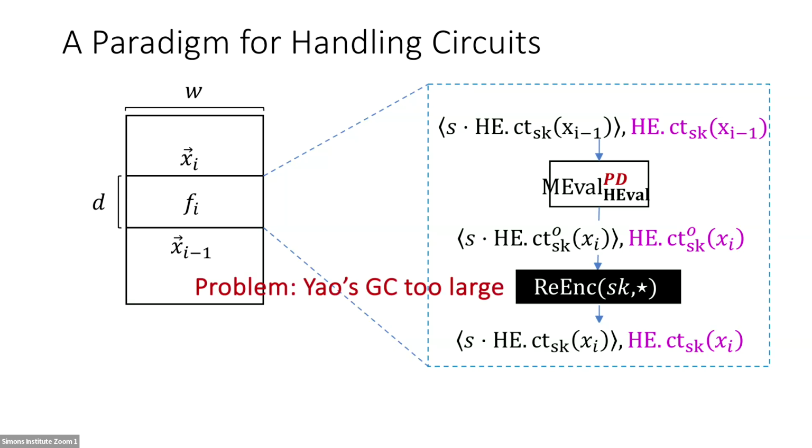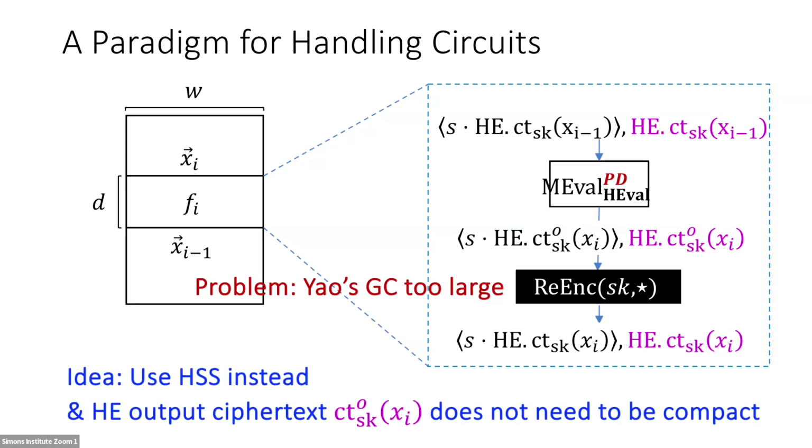But this is not feasible by publishing a Yao garbled circuit for each re-encryption. We can try, it will work, except it will be gigantic, right? Instead, the key idea is that we're going to use homomorphic secret sharing to do the private re-encryption. And what's also nice about this paradigm is that we can work with homomorphic encryption that has non-compact ciphertext, because no one ever communicates these ciphertexts.